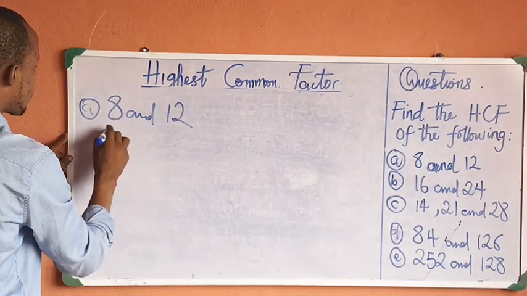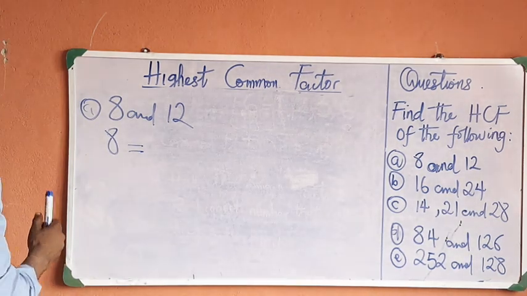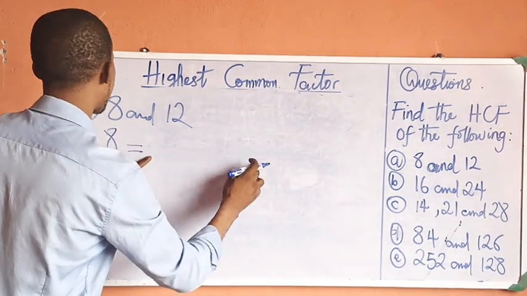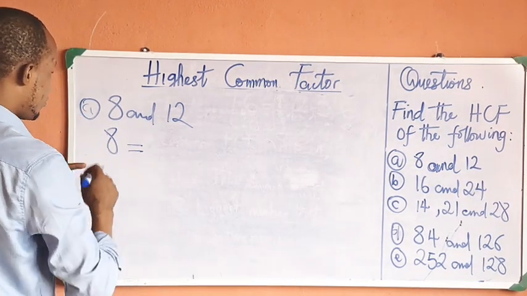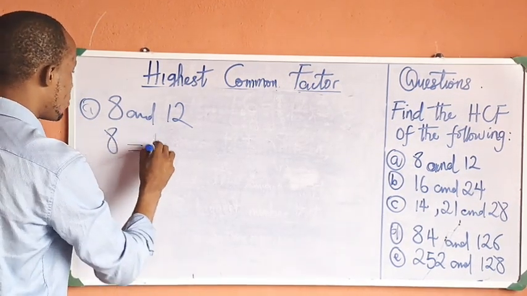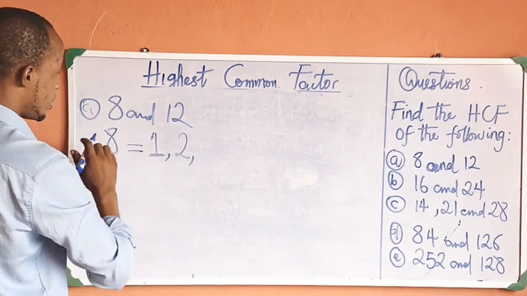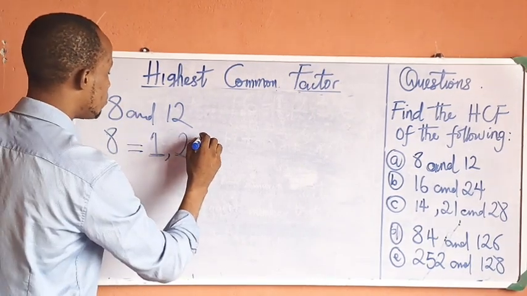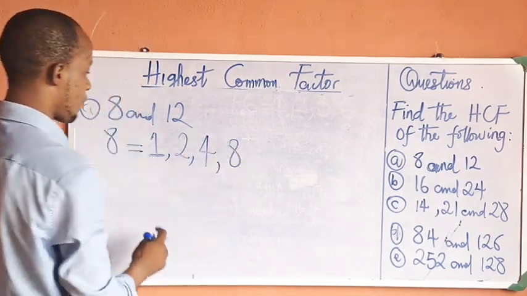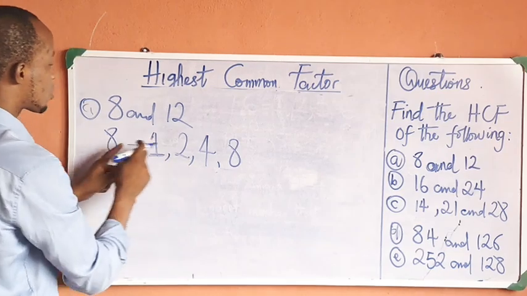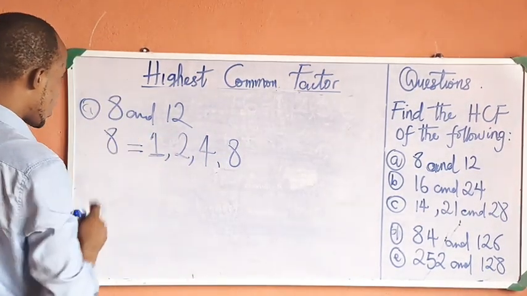We're going to list out first the factors of 8. What are factors of 8? Factors of 8 are the numbers that can divide 8 without a remainder. The first factor will be 1. The second factor will be 2. The third factor will be 4. And the fourth factor will be 8 itself. All these numbers are factors of 8 in the sense that they can divide 8 without a remainder.